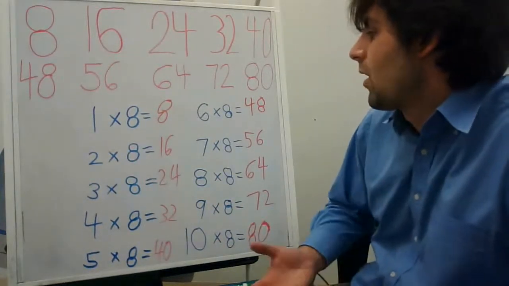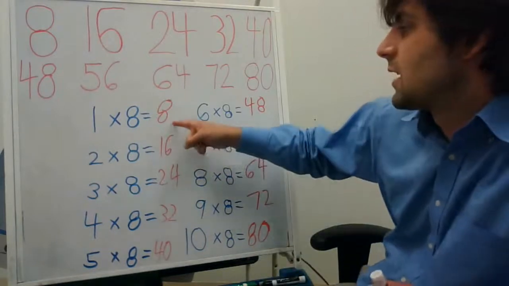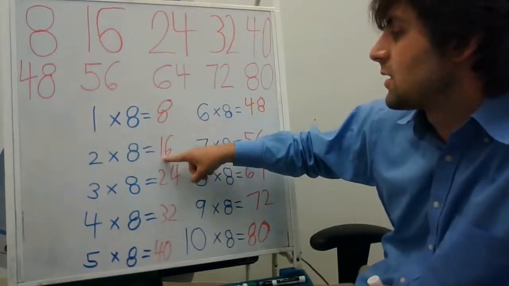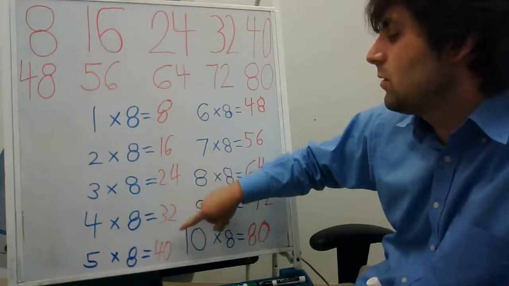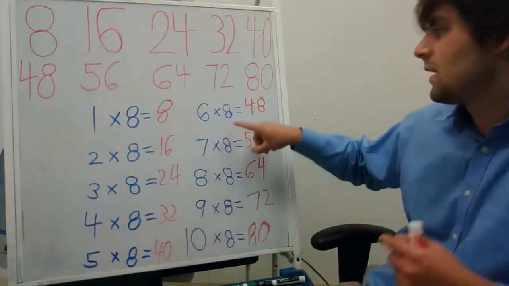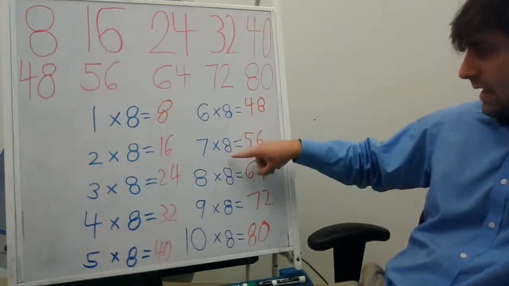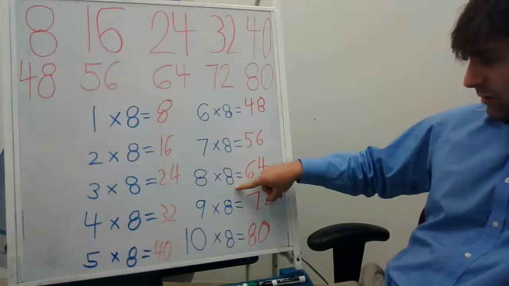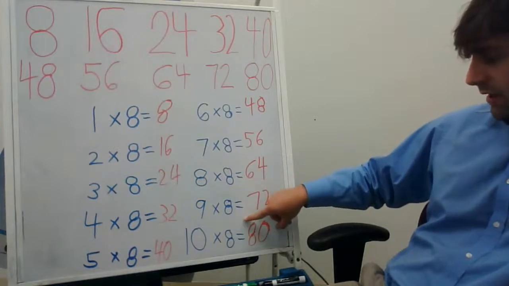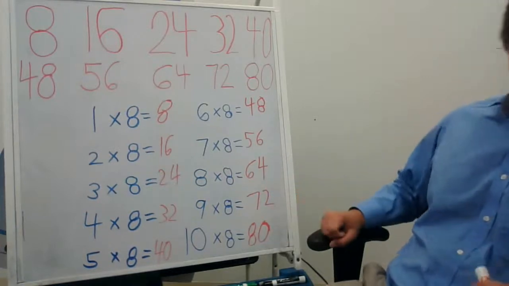All right, so we have all our answers here. 1 times 8 equals 8. 2 times 8 equals 16. 3 times 8 equals 24. 4 times 8 equals 32. 5 times 8 equals 40. 6 times 8 equals 48. 7 times 8 equals 56. 8 times 8 equals 64. 9 times 8 equals 72. 10 times 8 equals 80.